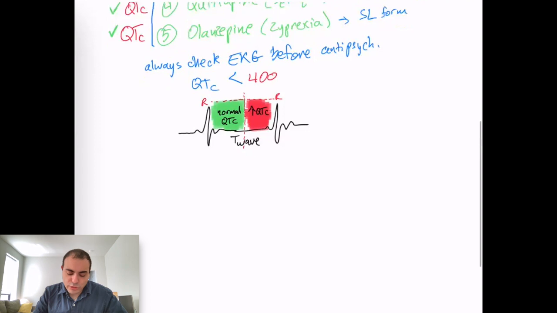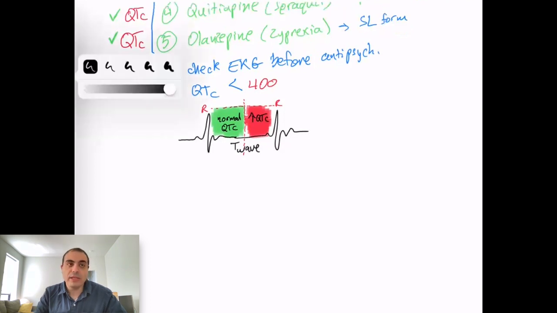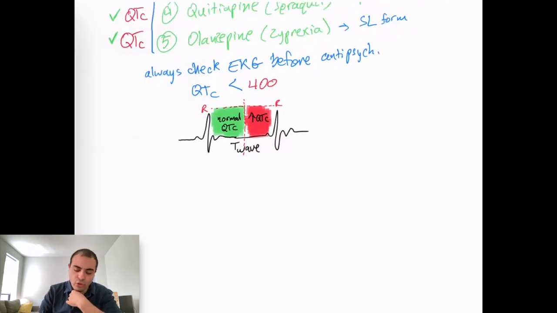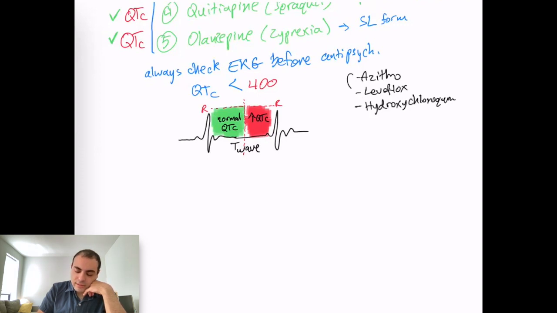The other thing you want to check for is that these patients might be on some other medications that also prolong QTc. Okay? Other medications might be like azithro, the atypical antibiotics, levofloxacin will increase the QTc, so you want to make sure of that. And then hydroxychloroquine. Okay, these will increase the QTc. So be careful when somebody is taking those.